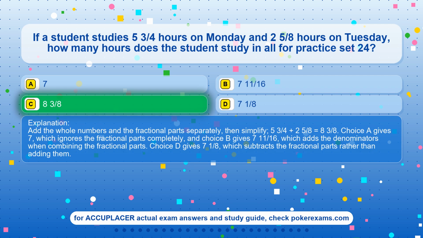Add the whole numbers and the fractional parts separately, then simplify. 5 3/4 plus 2 5/8 equals 8 3/8. Choice A gives 7, which ignores the fractional parts completely, and choice B gives 7 11/16, which adds the denominators when combining the fractional parts. Choice D gives 7 1/8, which subtracts the fractional parts rather than adding them.